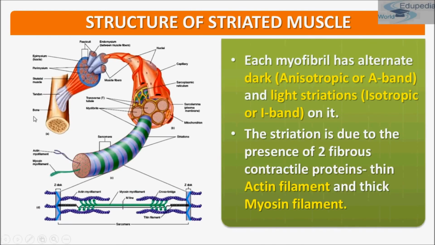So this is the bone, this is the tendon, and this is the muscle. What does the tendon do? The tendon connects bones with the skeletal muscles. Please note, with the skeletal muscles. Now these are the fasciculi. Fasciculi means muscle bundles.